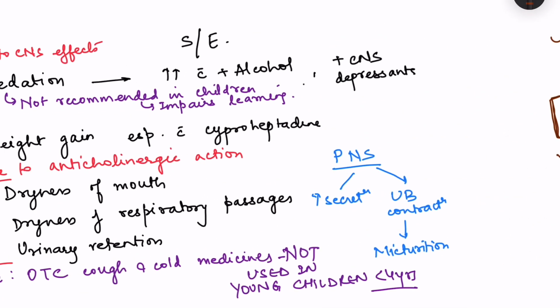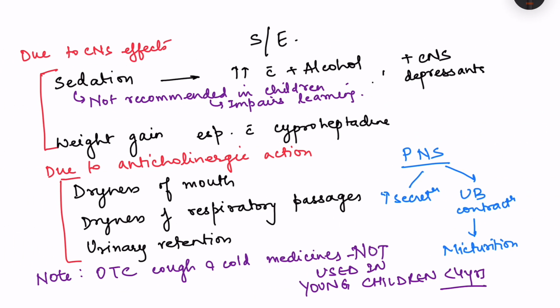Now, what are the side effects of these antihistaminics? That is the first generation antihistaminics. What are the side effects? Those side effects are mainly due to crossing of the blood-brain barrier, so due to CNS effects, and also due to anticholinergic action. So due to CNS effects, obviously sedation will be there. So the person will not be able to concentrate, they will feel very sleepy. In fact, when first generation antihistaminics are given, the person is not able to focus, can't drive properly, and can meet with accidents as well.